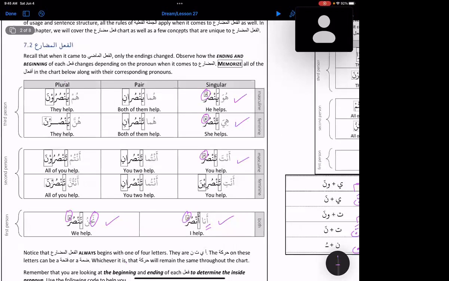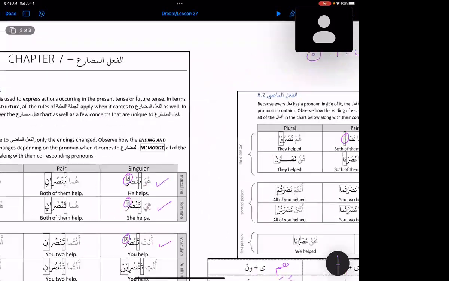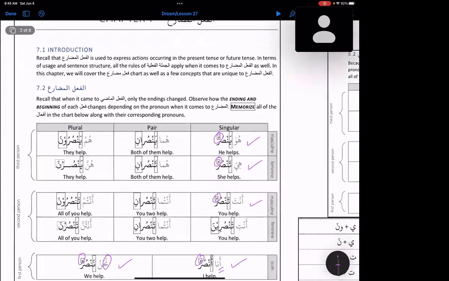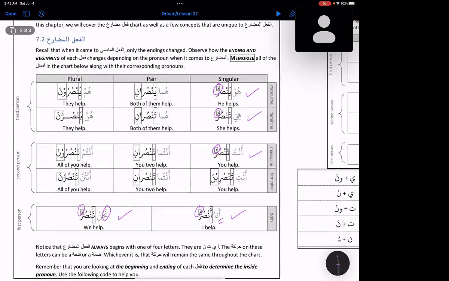If I say do five in your pocket with daraba, yadribu, who can do it? I can try. Okay, go ahead. Yadribu, tadribu, tadribu, adribu, very good. So yadribu, tadribu, tadribu, adribu, and nadribu. Okay, what does adribu mean?